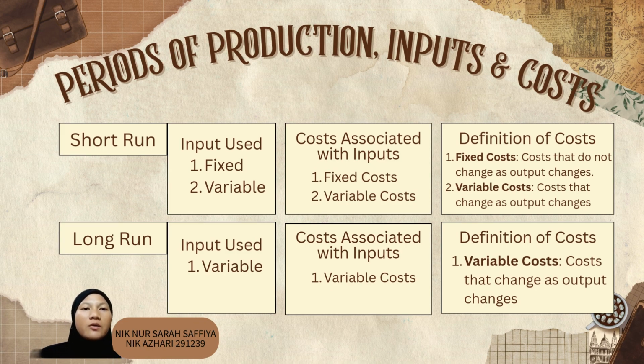I will explain about periods of production, inputs and costs. For a short run, the inputs used are fixed and variable. The costs associated with inputs are fixed costs and variable costs. For the short run, fixed cost is a cost that does not change as output changes. Variable cost is a cost that changes as output changes. In the long run, inputs used are just variable, and variable means costs that change as output changes.